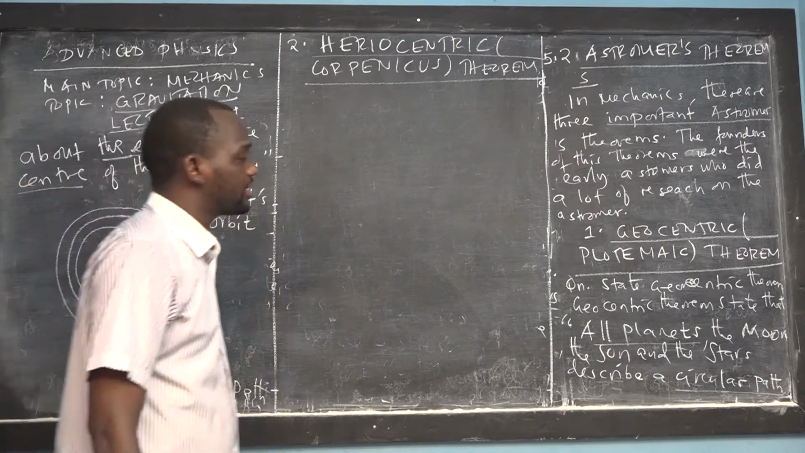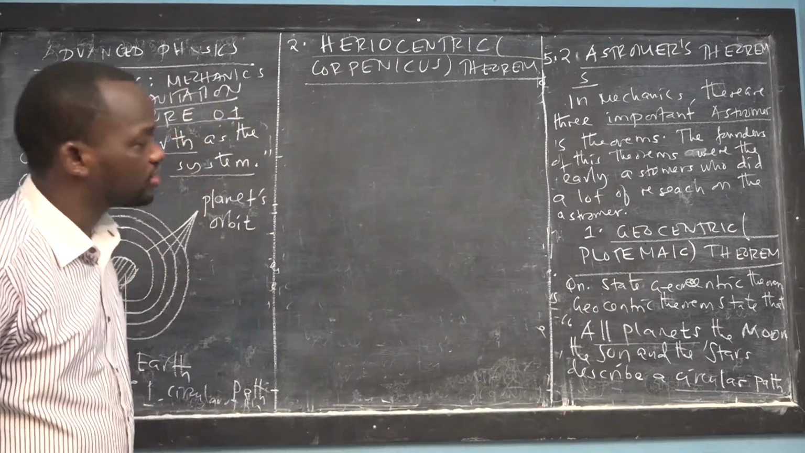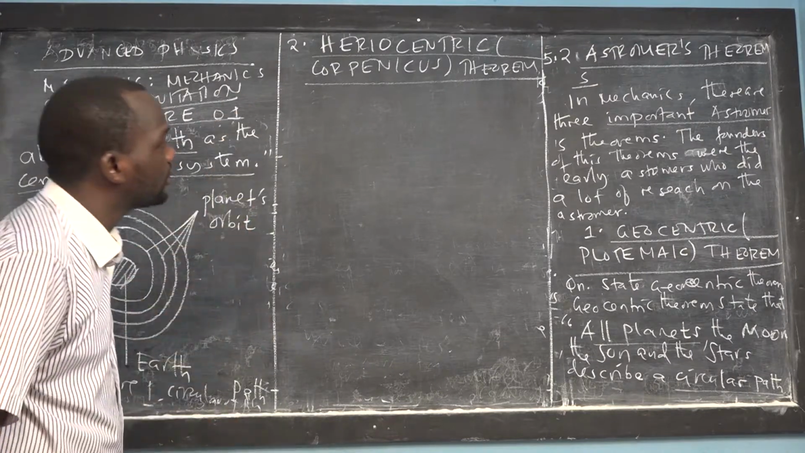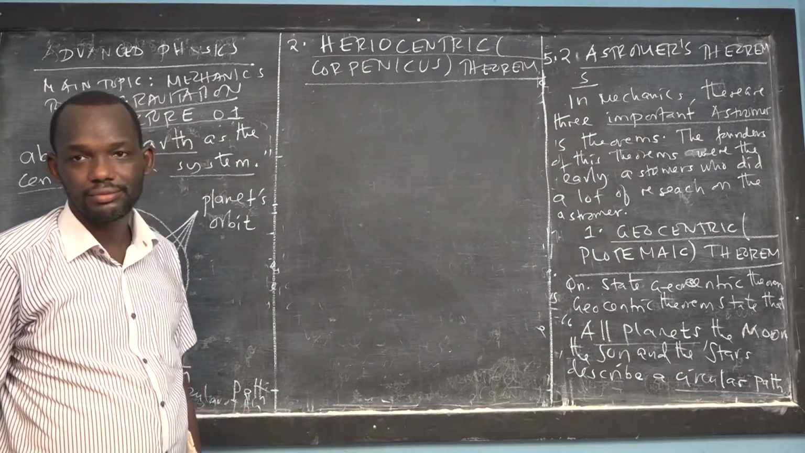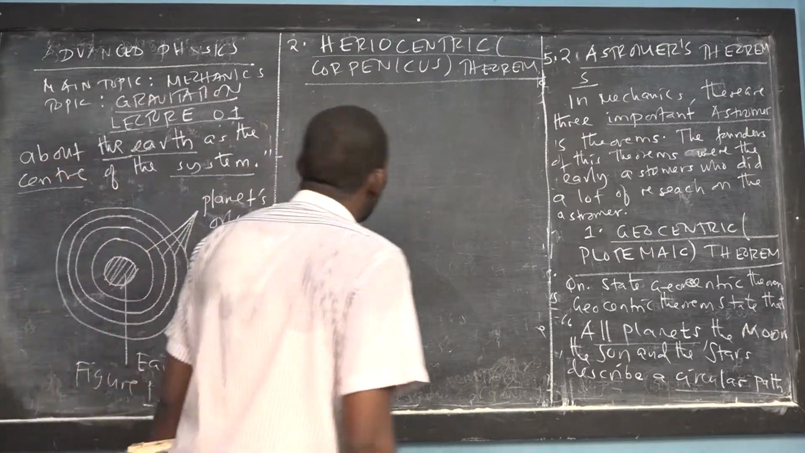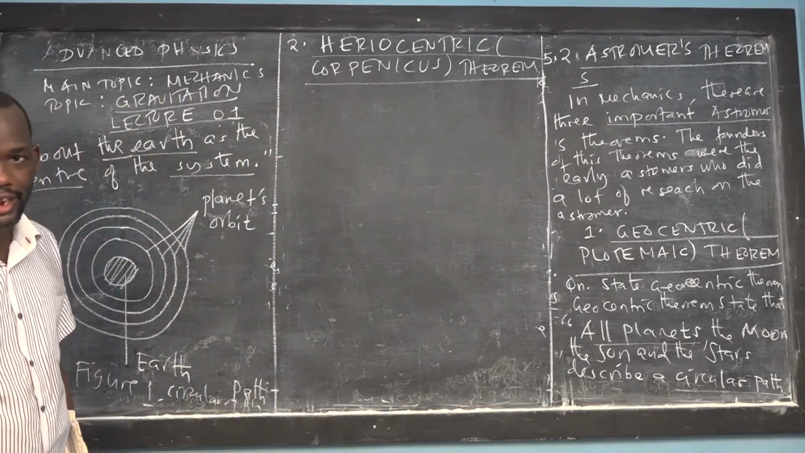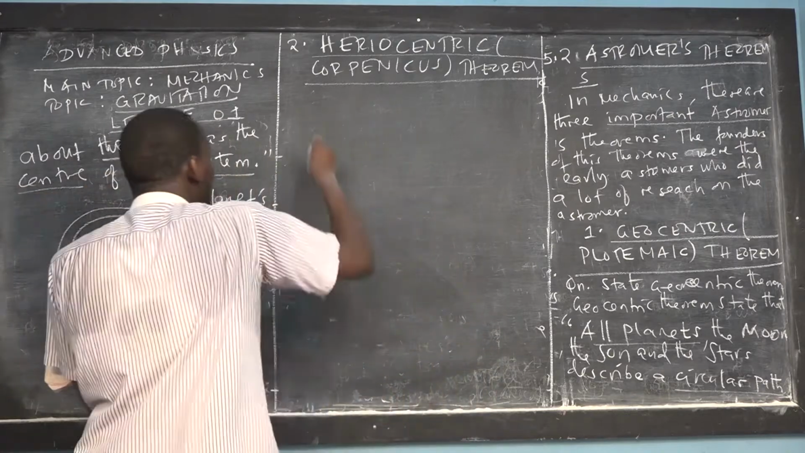Remember that this gives us a term known as geocentrism, and this will give us a term known as heliocentrism. And the theorem is called the heliocentric or Copernicus theorem. Are you ready for that theorem? This is the way that it's stated.